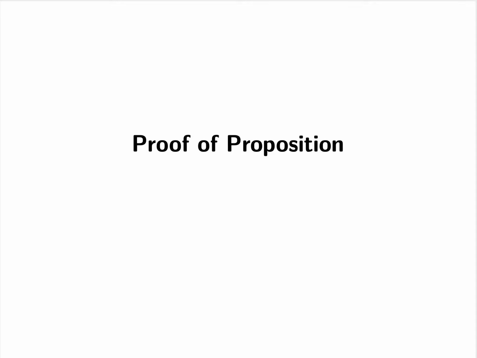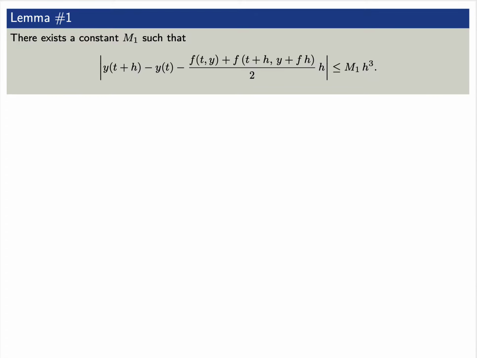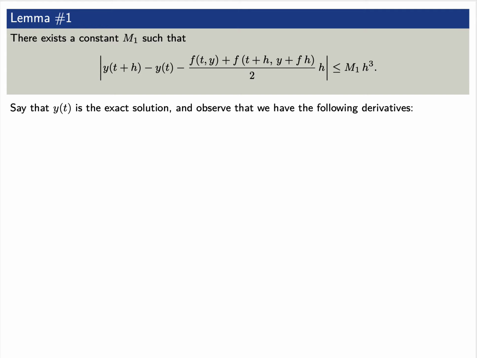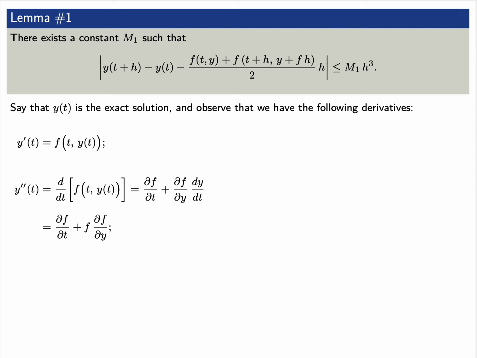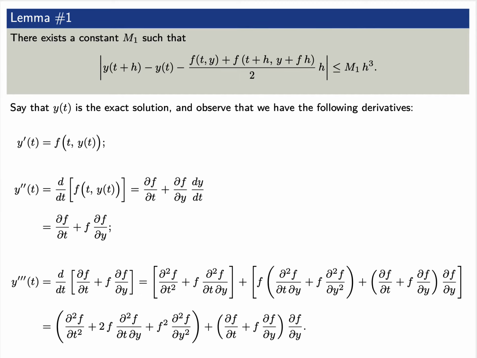We'll spend the remainder of the time sketching out the proof of this proposition. We'll do so using a series of three lemmata. First, we claim that there exists a constant m sub 1 such that you have the inequality that you see here on your screen. To explain why this is true, first, let's say if y of t is an exact solution, then we have the following derivatives. That is, we have here y prime, which is just f, y double prime, which we can write as these partials, df dt plus f times df dy, and the third derivative now is a much more complicated formula, but we can still express it in terms of various partial derivatives of f.